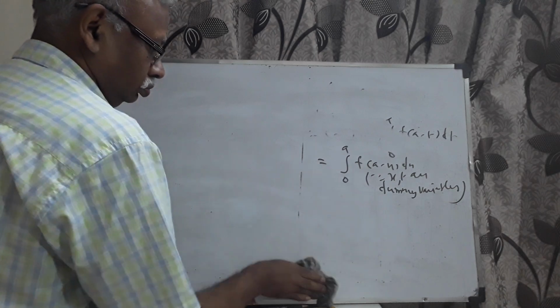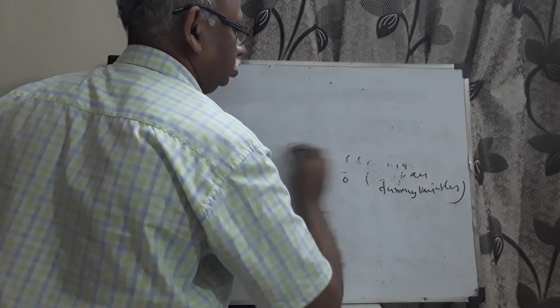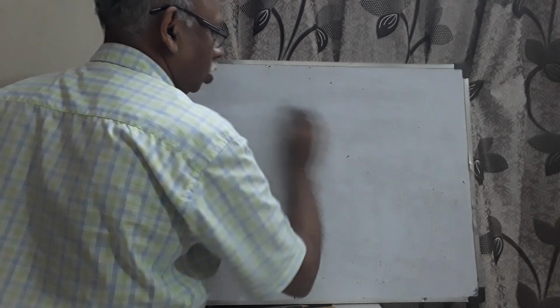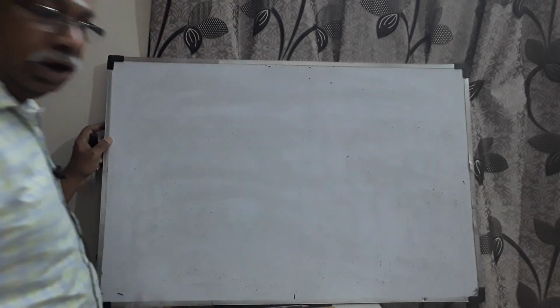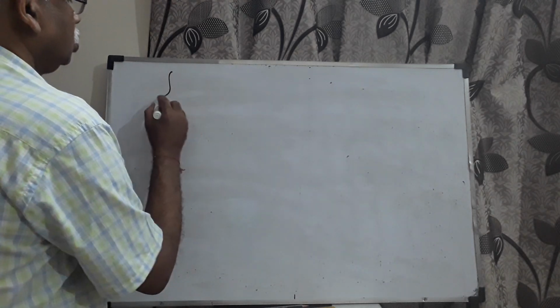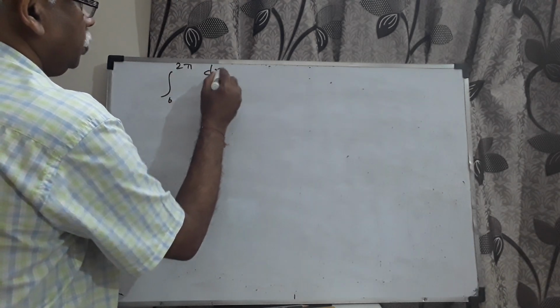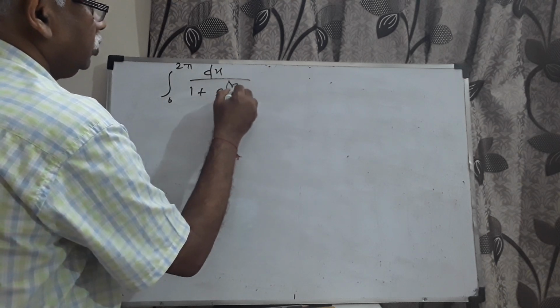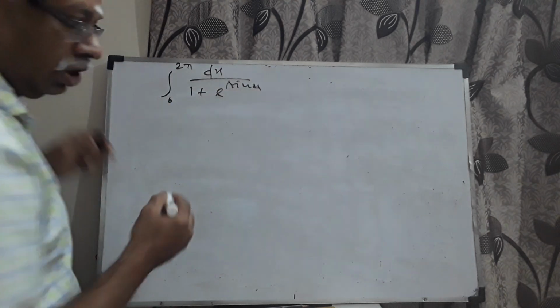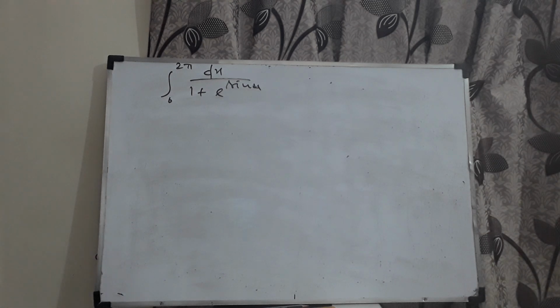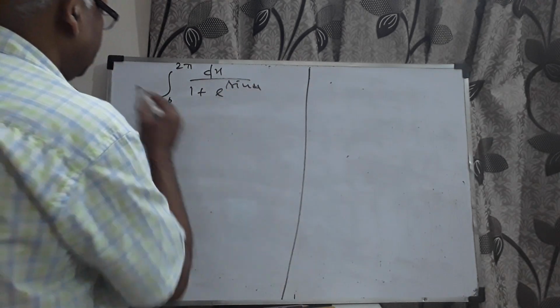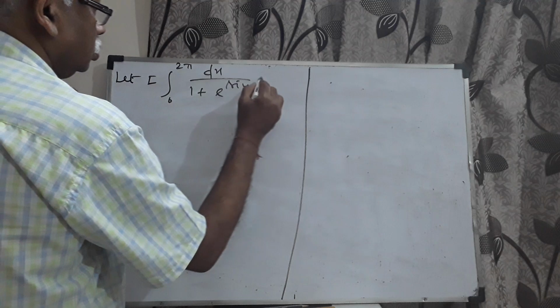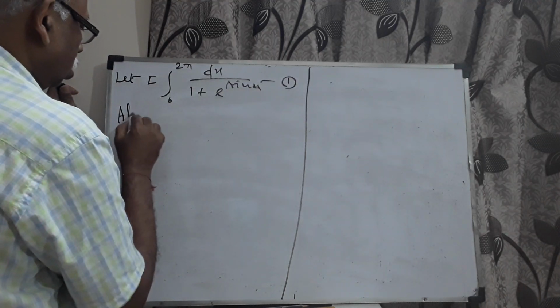Just see here. The problem goes like this. Evaluate integral 0 to 2 pi dx by 1 plus e power sin x. This is the question given to you. The answer will go like this. Let I be equal to this much. I name it as 1.